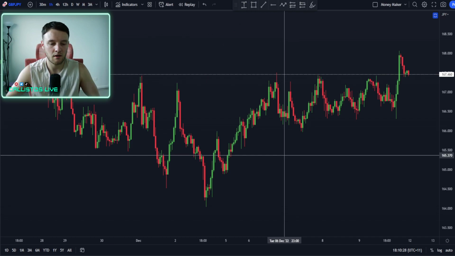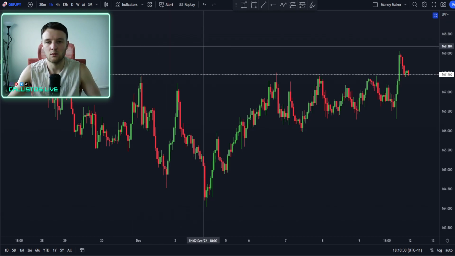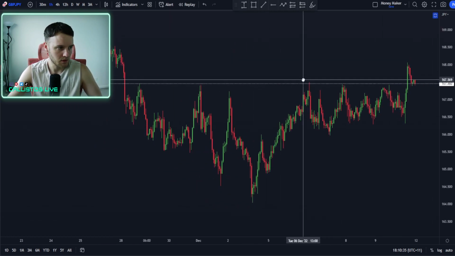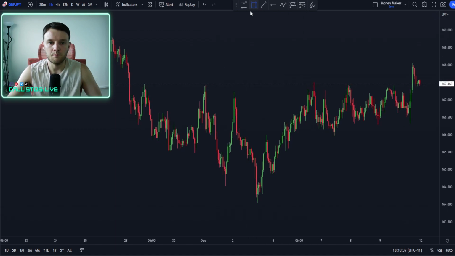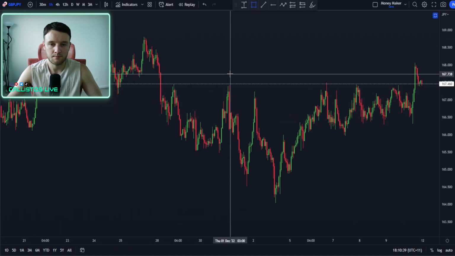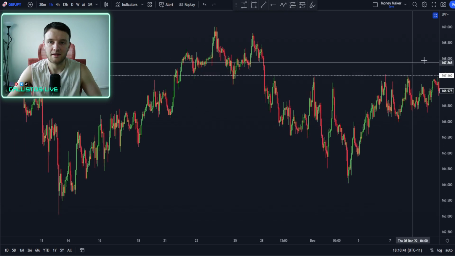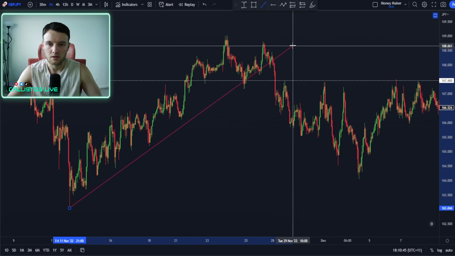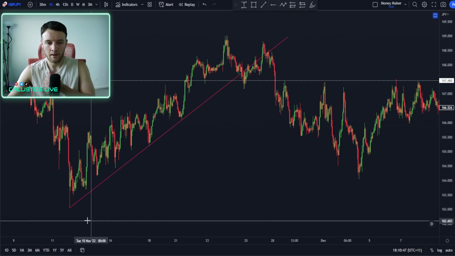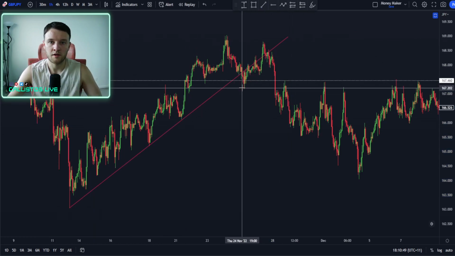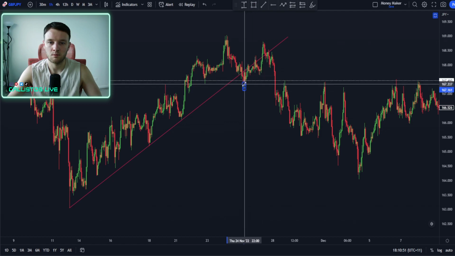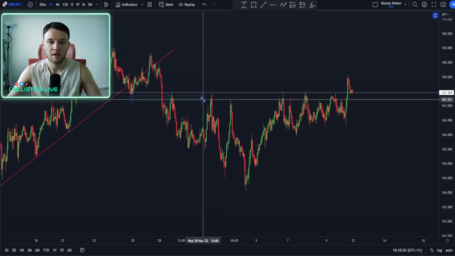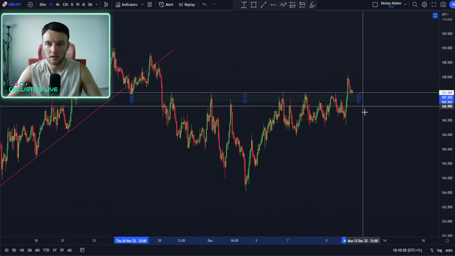So starting off, if I just zoom out here so my camera's not blocking it, we can see what I was looking at. Price had this move up, this short-term uptrend. We can see that this trend got broken with this level right here. So if I just mark that out and drag that across, we can see that this then became a key level in the market over the last week.